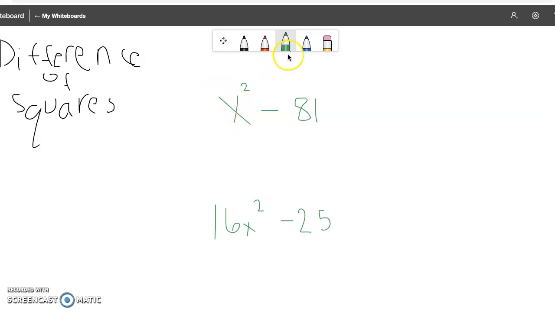So the square root of x squared is going to be x, and the square root of 81 is 9. Now, what's going to happen that's special in this case is we're going to have in one of them x plus 9, and the other one we're going to have x minus 9.